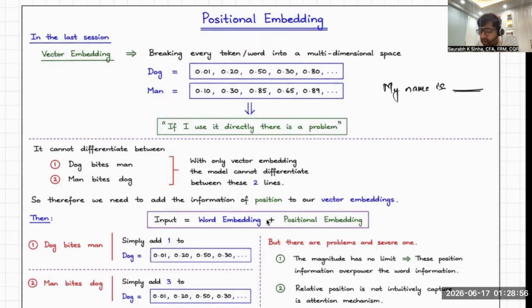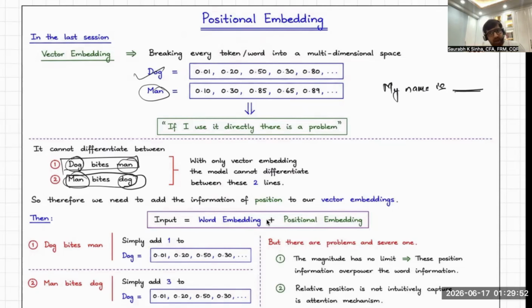What I'm trying to highlight is there are two sentences here. Dog bites man, man bites dog. Exactly the same three tokens or three words, but the sequence changes, the context changes the meaning of the sentence, right? If I only use the vector, then the vector would be 0.01, 0.20, 0.50 for this dog and this dog. There is no change in the vector, the information of the dog, whether it is sitting at position 1 or sitting at position 3. Similarly, there is no difference between the man vector, or the information that I'm throwing to the large language model or self-attention mechanism, because I'm throwing the same vector embedding, same vector weights.